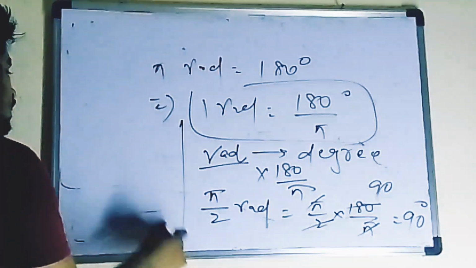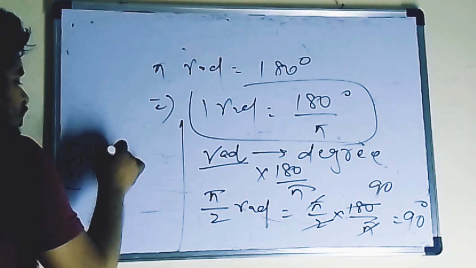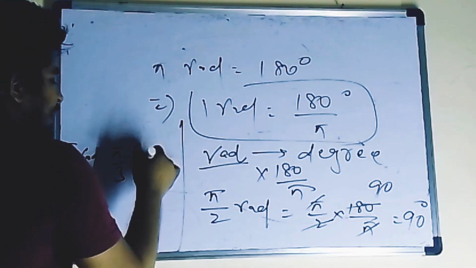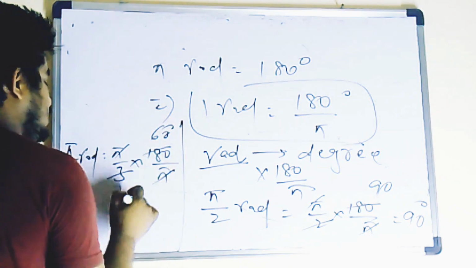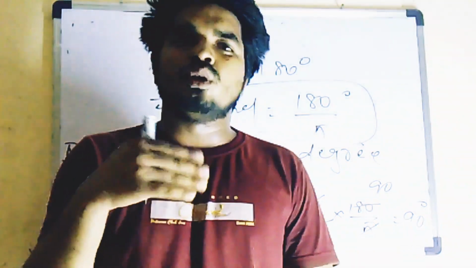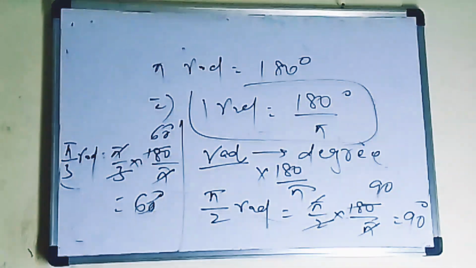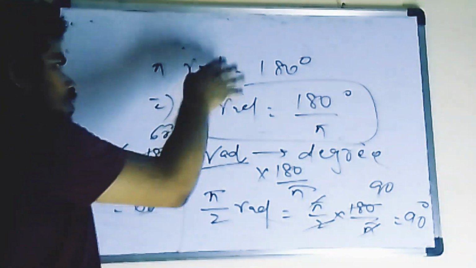If I ask you what is pi by 3 radian, pi by 3 radian equals what? Pi by 3 into 180 by pi. So what is this? 60 degree. So you can easily convert radian into degree by using this approach. I already explained the approach of how I found this.